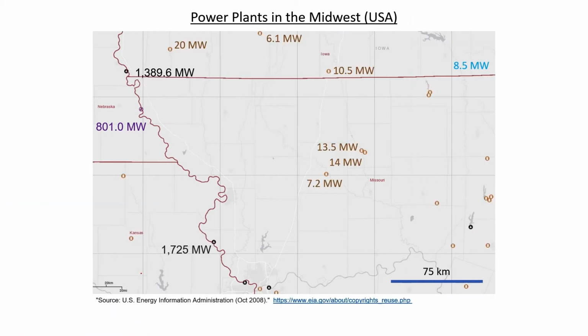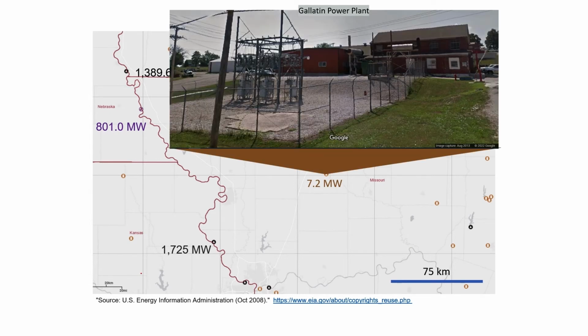The petroleum plants in this region tend to be smaller. Let's take a look at one of them. This is what the Gallatin power plant looks like. The first thing you might notice about the Gallatin power plant is that the chimney stacks are a lot shorter, and that's because petroleum tends to burn cleaner than coal does. This is only a 7.2 megawatt facility.